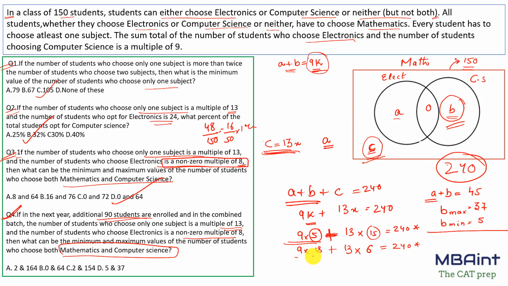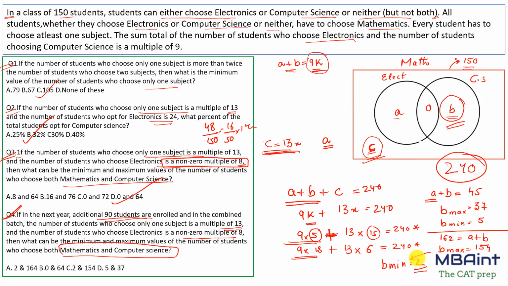Now in this case, when 9 into 18, that is nothing but 162. A plus b equals 162. In this case, the maximum value of b: when will b have its maximum value? When a has its minimum value, and the minimum value of a is 8. So the maximum value of b would be 154. And when will b have its minimum value? When a's value is maximum, and a has to be a multiple of 8. So the maximum value would be 160. So the minimum of b is 2.